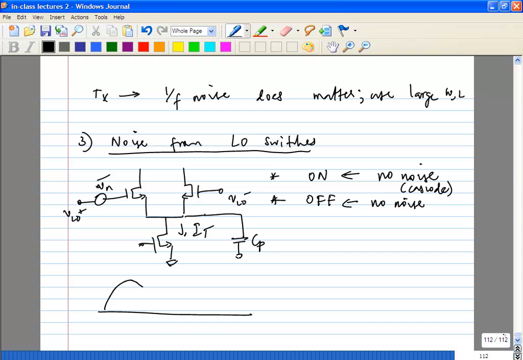So let's say this was your LO signal. Let's assume it's sinusoidal for now, and that is true in most of these cases. And let's say you have some kind of noise. That's your Vn. So what's going to happen if you zoom in here?